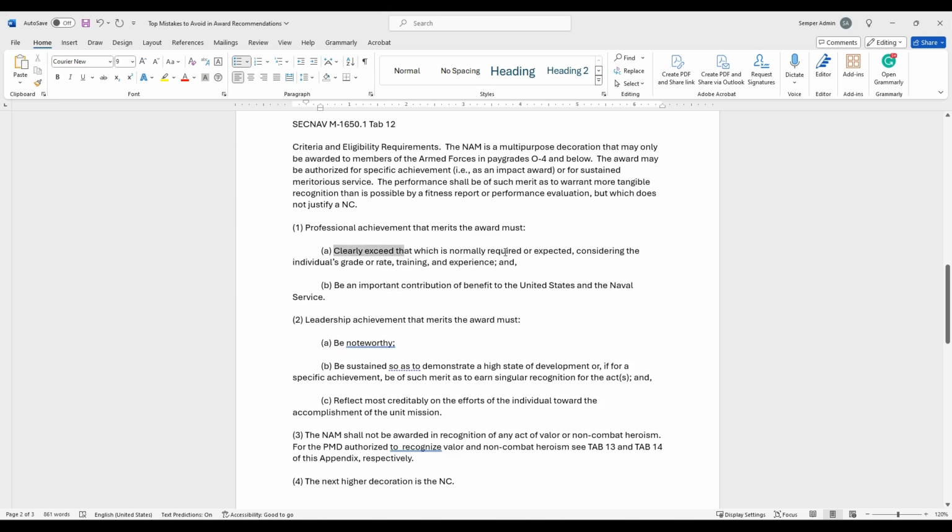So this is a key thing that we're going to look at here. A couple things. Clearly exceeds what is normally required or expected. If you're not sure what that baseline is, that's where that billet description comes in. You can also go to the TNR manual if you want to know what the baseline is for that certain MOS, especially if you are the officer originating this award and you're not sure exactly what the baseline is. I would go to the TNR standards and I would look at that initial counseling you did giving that billet description at that point. Then what you want to consider is based on the person's grade or rate, training, experience.